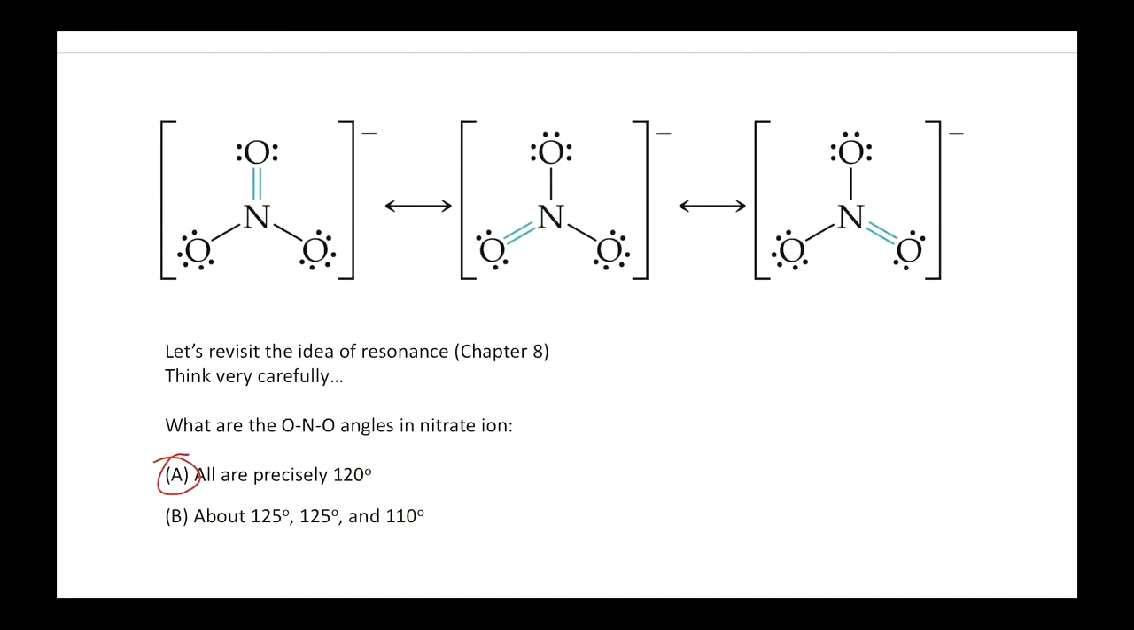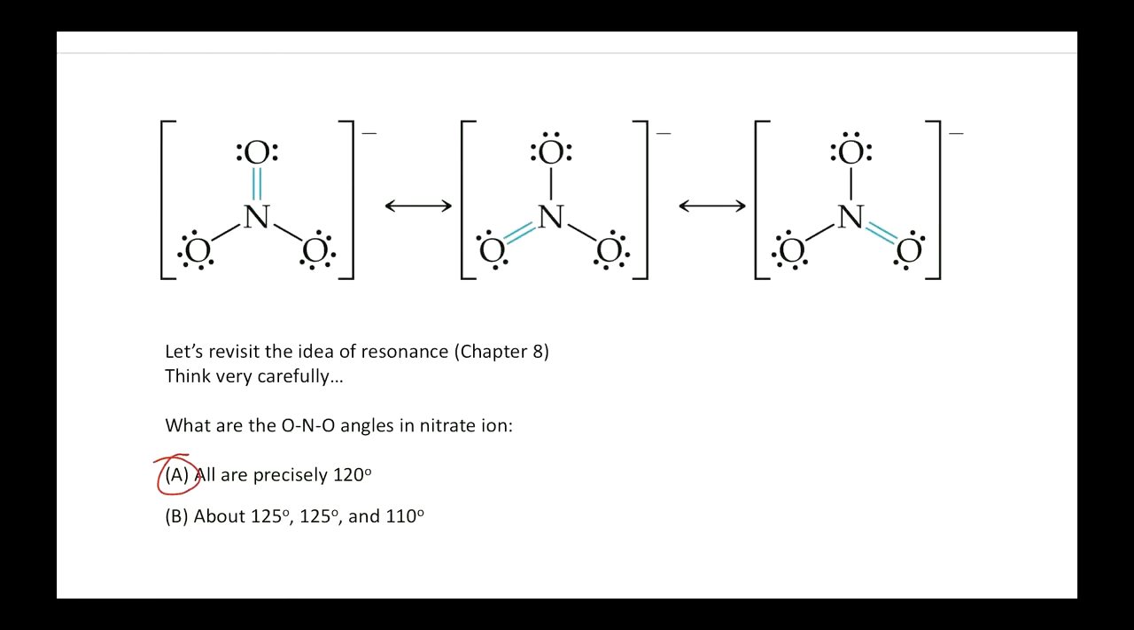I tricked you. Or maybe you're really good when thinking about resonance. And again, nitrate is that example there. When looking at nitrate and resonance, we're not going to see 2 long bonds and a short bond. We see 3 bond lengths that are all the same length. We also see 3 bond angles that are all the same.